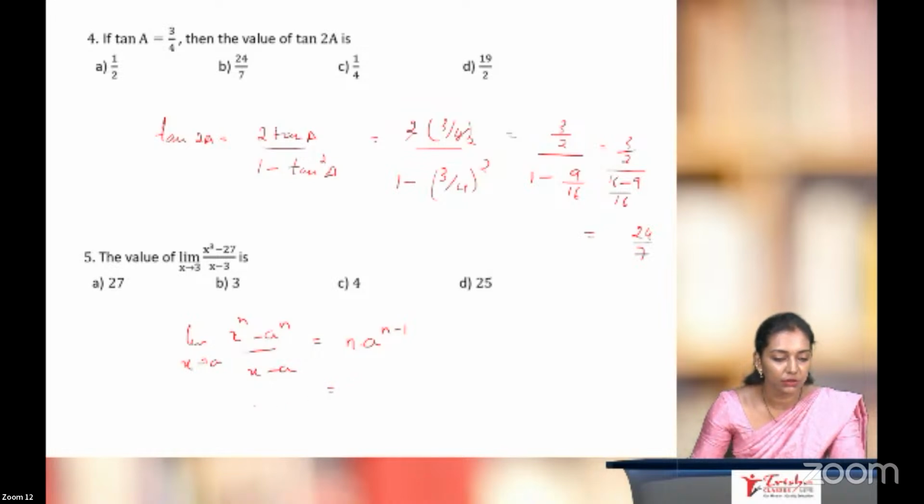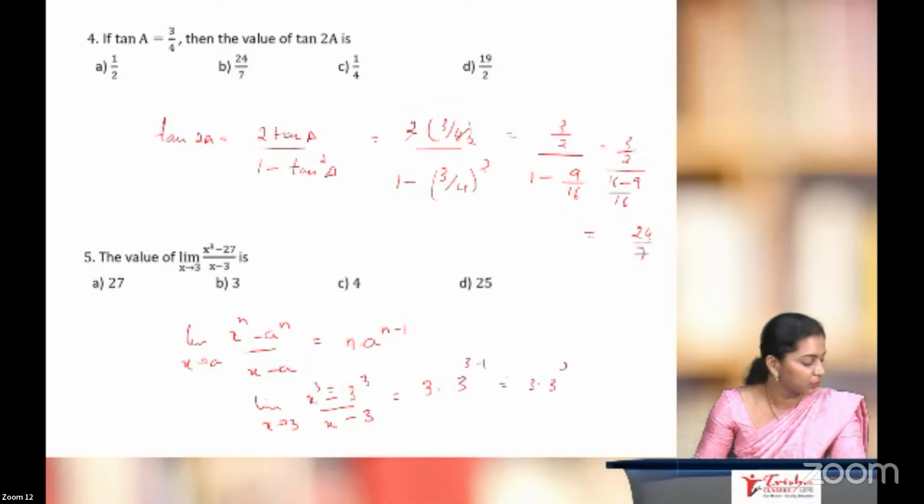So here you can write this as limit x tends to 3, x to the power 3 minus 3 to the power 3 by x minus 3. Okay, so it is nothing but 3 into 3 to the power n minus 1. Okay, so here you have 3 into 3 to the power 2, or you get 27 as the answer.